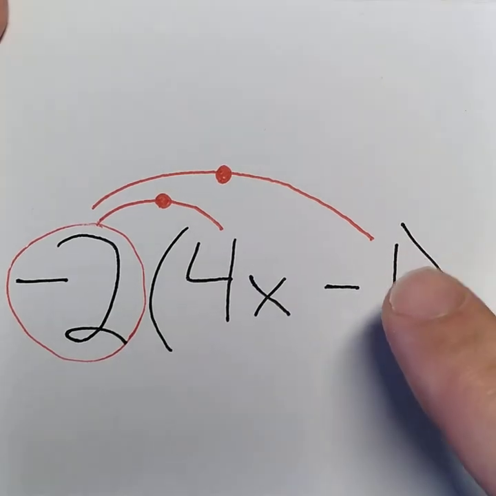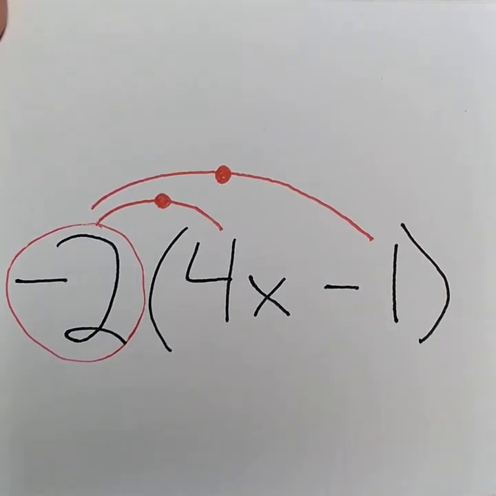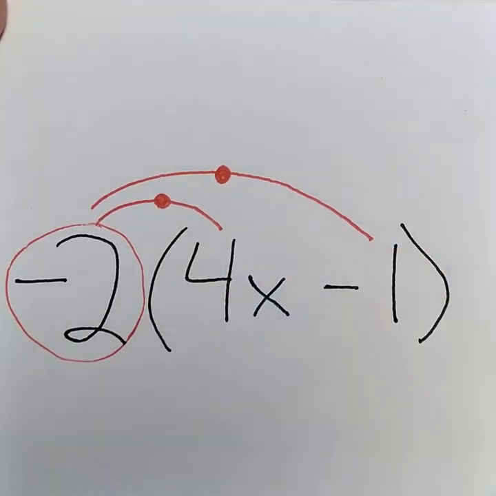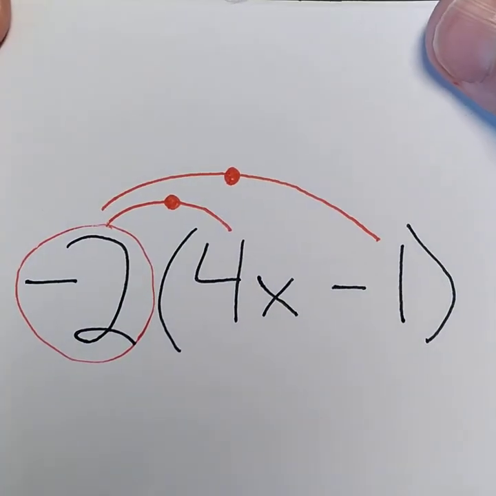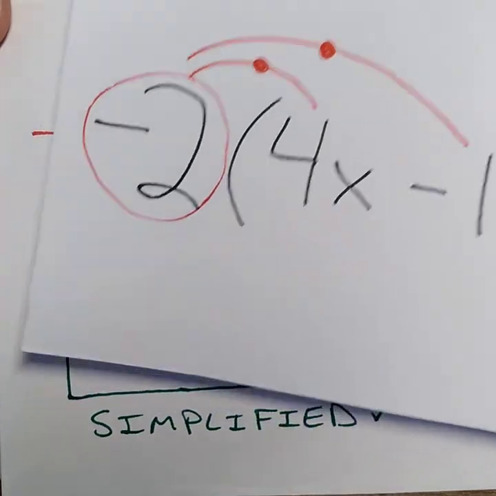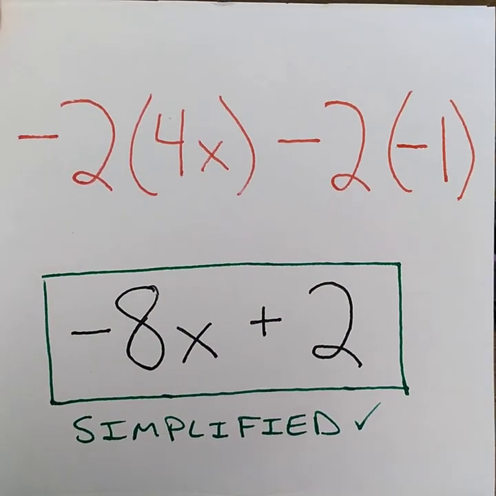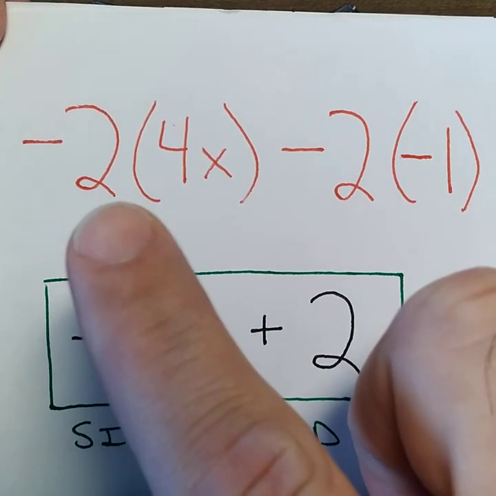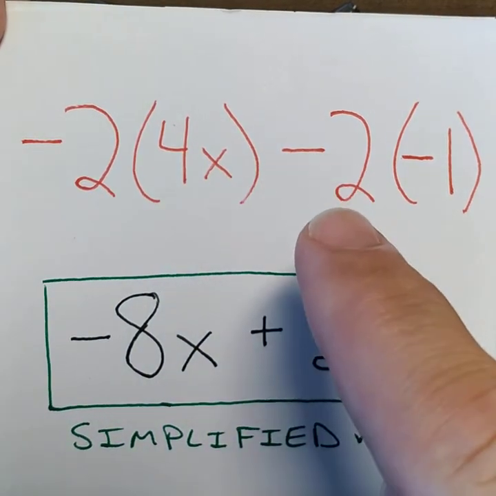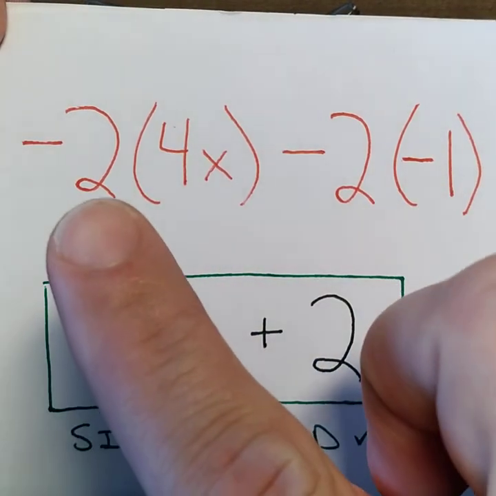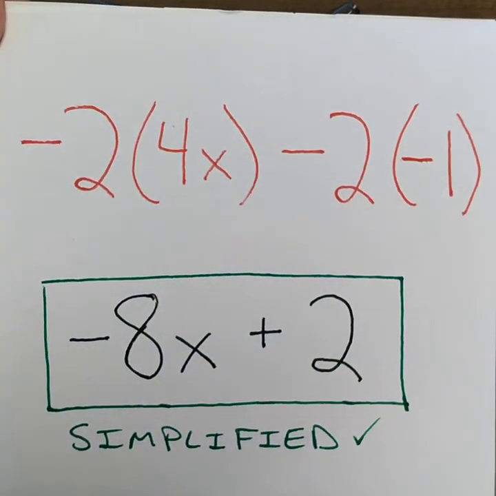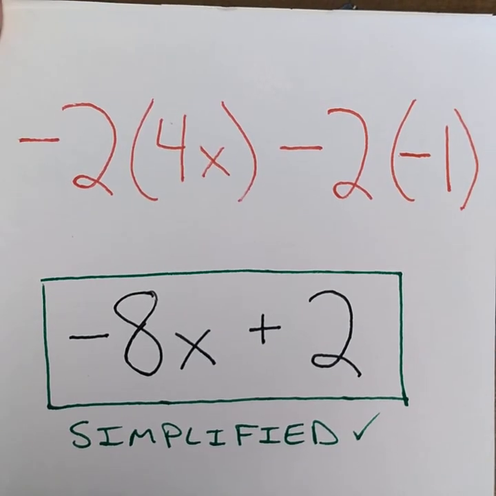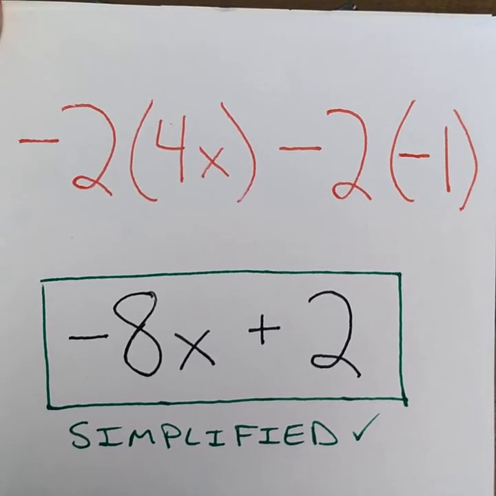A lot of students forget to do the second multiplication, but because the -1 is inside the parentheses, it must be multiplied by the -2. So what happens? As you can see, we can do this intermediate step where we write out -2 times 4x and -2 times -1. The -2 gets distributed to both terms that were inside the parentheses. Once we simplify those multiplications, we get an answer of -8x plus 2.